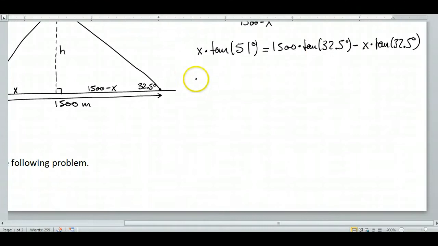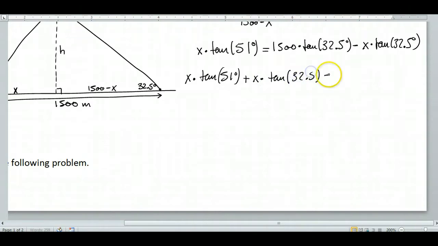So let's move the x on the same side. X times tan of 51 degrees plus x times tan of 32.5 degrees equals 1500 times tan of 32.5. We want to solve for x, therefore we need to put it together. So you factor x and then you divide. Two more steps. I'm really detailing everything here.